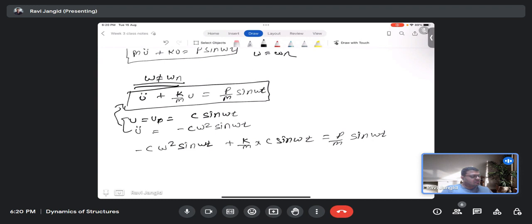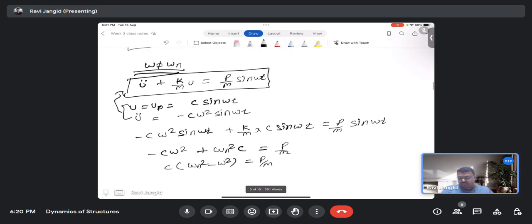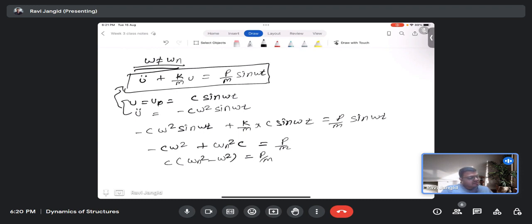Sine omega t will cancel out, so this will be c times minus omega square plus k by m. I can write k by m as omega n square, so if I take c as common, that becomes c times omega n square minus omega square is equal to P by m. And if I take omega n outside, c will become P by m into omega n square.